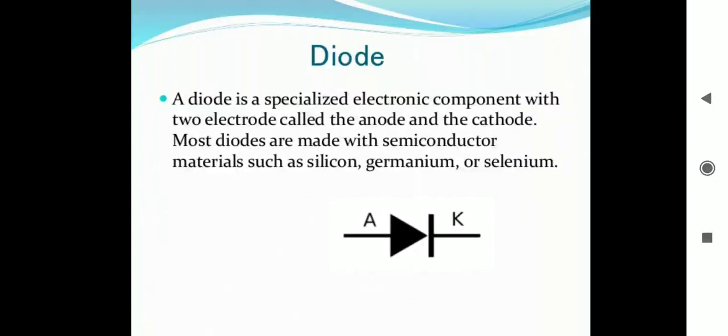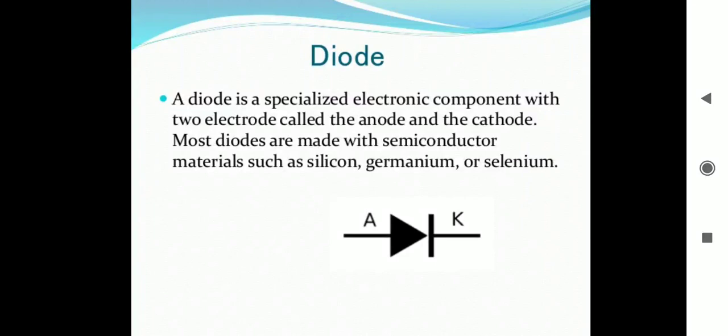Let us see again the definition, exactly what a diode is. A diode is a specially designed electronic component with two electrodes called the anode and cathode. Most diodes are made with semiconductor materials such as silicon, germanium or selenium.